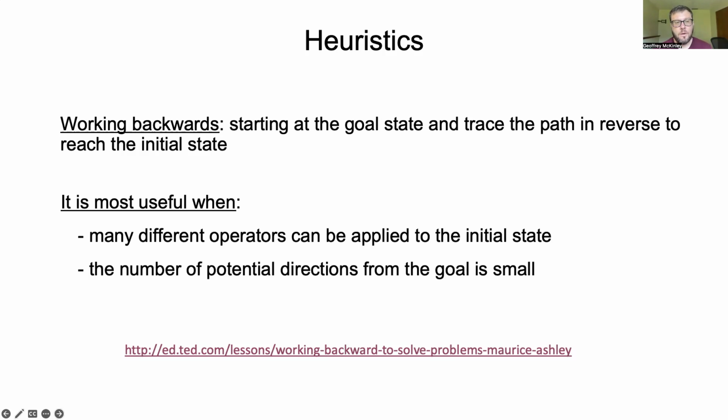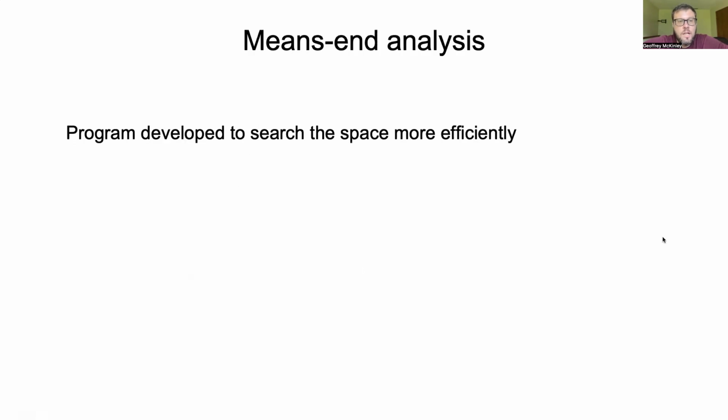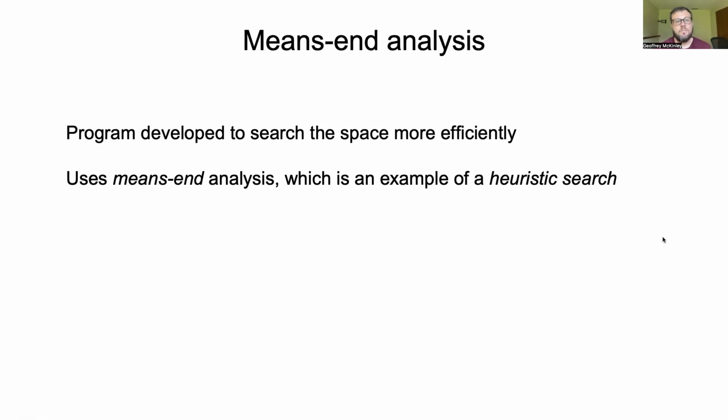All right, so we talked about various heuristics, some of the heuristics, but we're going to talk about the main one that Newell and Simon developed. This was a program that was developed to search the problem space more efficiently. They used means-ends analysis, which is an example of a heuristic search. It's a search that is less time consuming, right? It saves you time, but it doesn't guarantee a solution always. But in this case, it will.